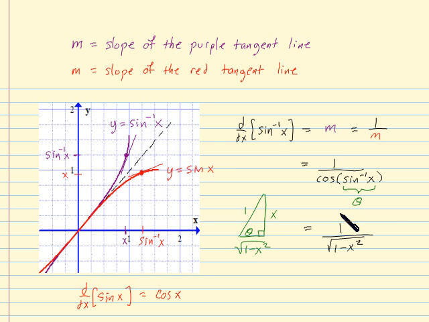We have just found the derivative of the inverse sine. It is 1 over the square root of 1 minus x squared. Isn't that nice?